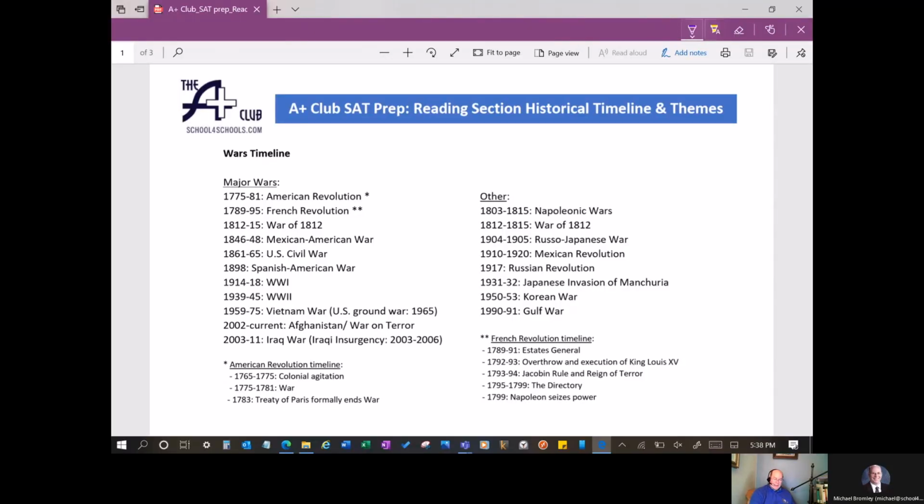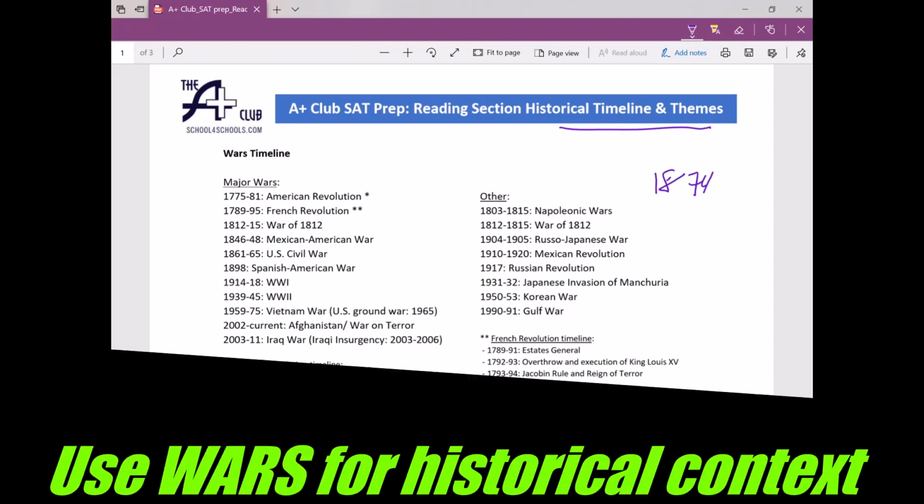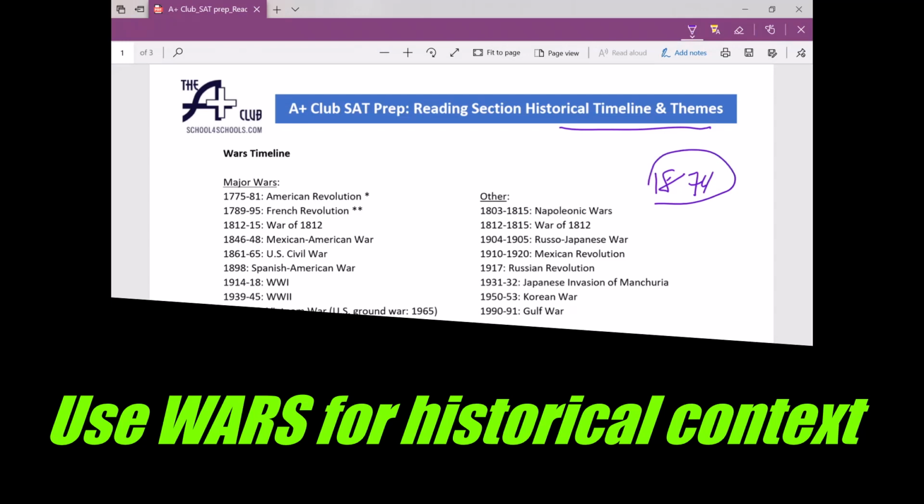Okay, so what we're looking at is a document I created a few years ago about historical timelines and themes for the SAT test. And this background knowledge, like I said, will help you develop context on any date you're going to get when you're taking the test. So let's say you see something that is 1874. The first thing I would do when I see a date like that is ask, what was the big war before and what was the big war after that? Because wars are where we have major historical change.